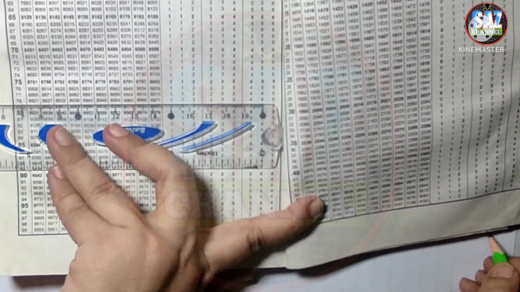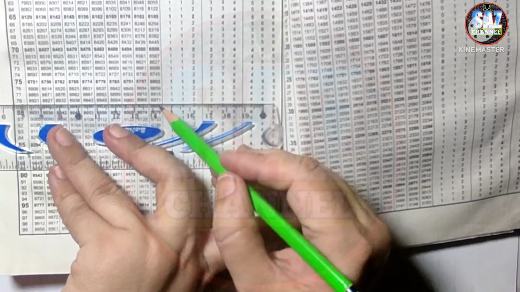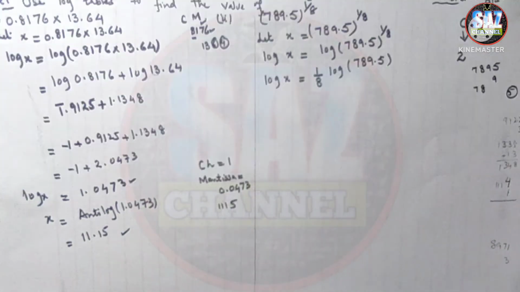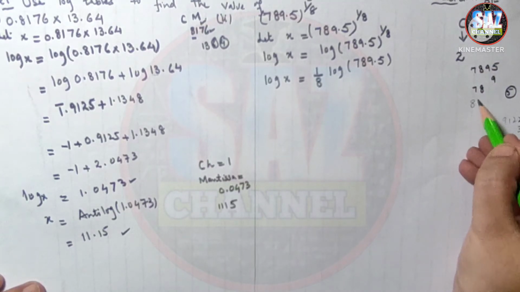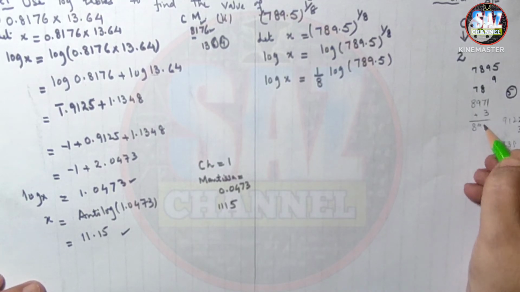8971, and the difference column 5 is giving me 3. So when I locate 78 in the column of 9 it is 8971, and the difference column 5 gives me 3. So I will be adding up this number, 8974.